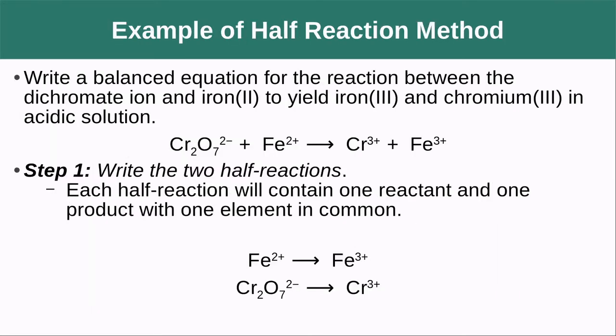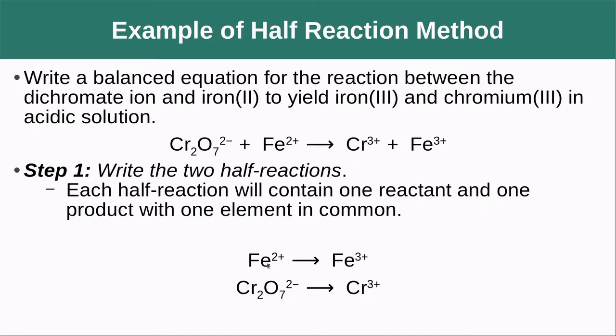So let's go through one together here. We're going to write a balanced equation for the reaction between dichromate ion and iron 2 to yield iron 3 and chromium 3 in acidic solution. So we have our dichromate ion. We're going to add iron to it. We're going to yield out these guys here. We can already see that we don't have balance here, as there's not even any oxygen over here to balance out these oxygens here. So let's start by writing each of the half cells.